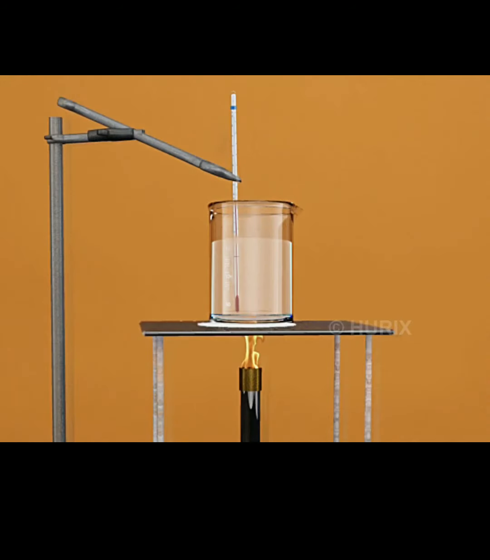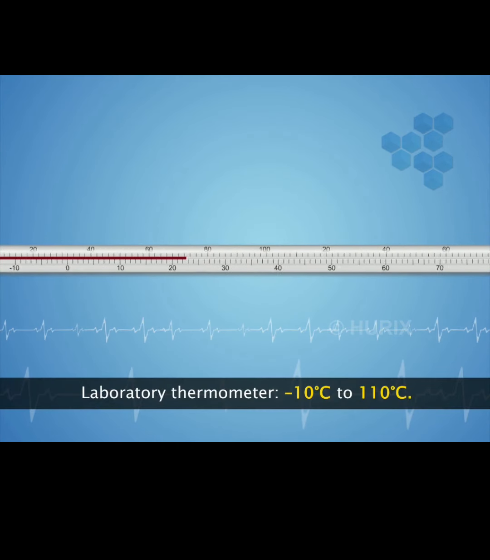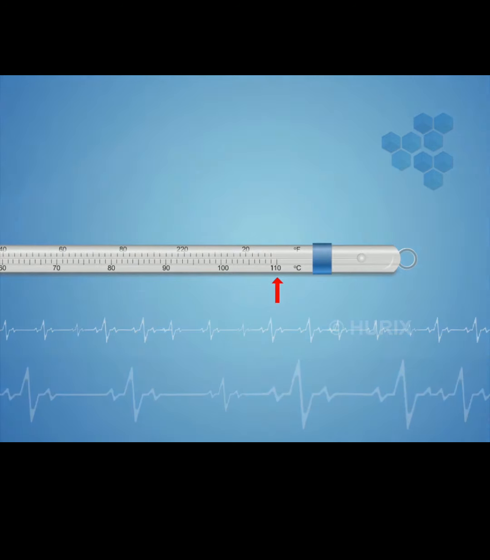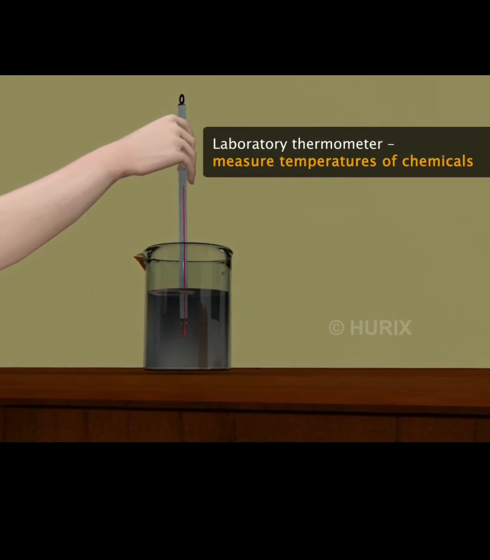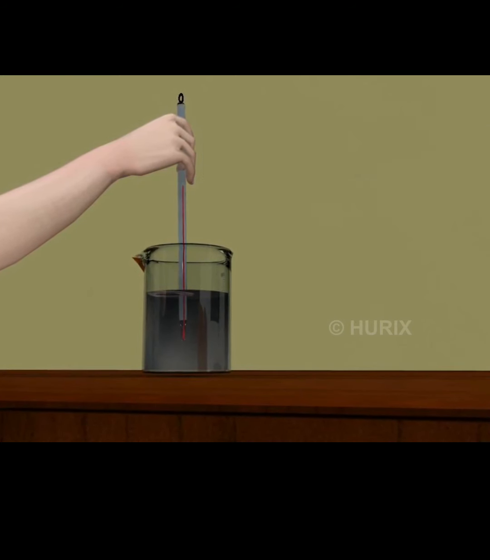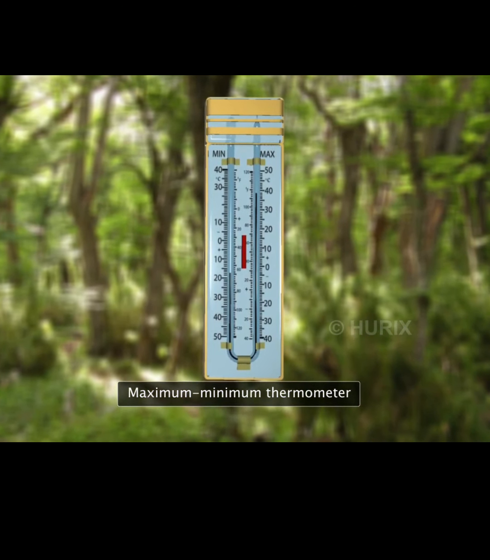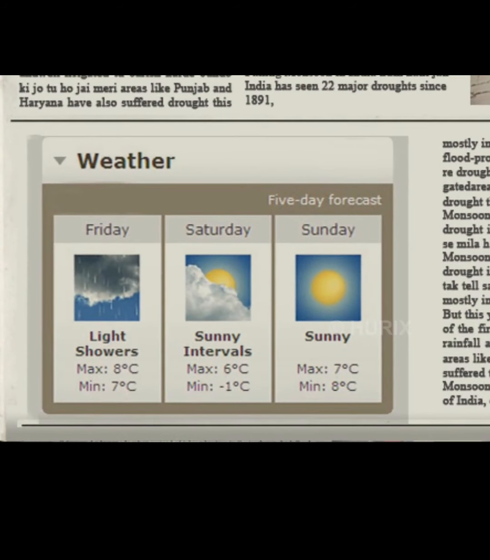To measure higher temperatures, a laboratory thermometer is used. A laboratory thermometer has a range from -10 degrees Celsius to 110 degrees Celsius. It can be used to measure temperatures of chemicals and other substances. Another type of thermometer is the maximum-minimum thermometer. It is used to measure the maximum and minimum temperatures of a place.